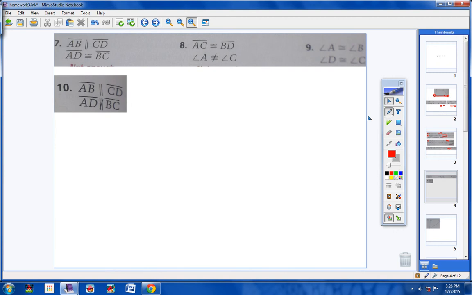Not enough information. Number 10, AB is parallel to CD. Alright, so here we go. Let's see, how can we do this?